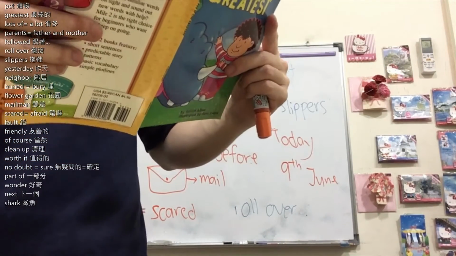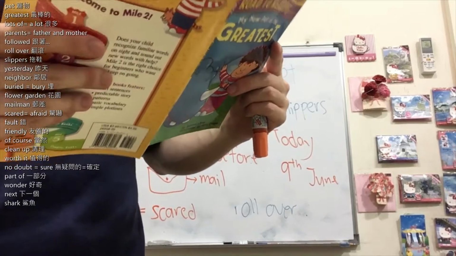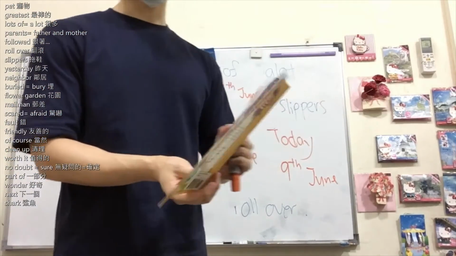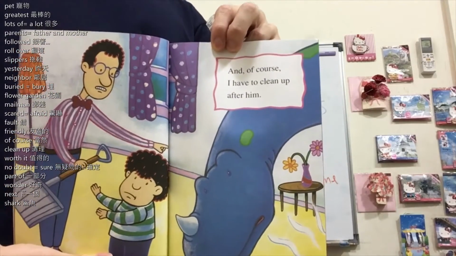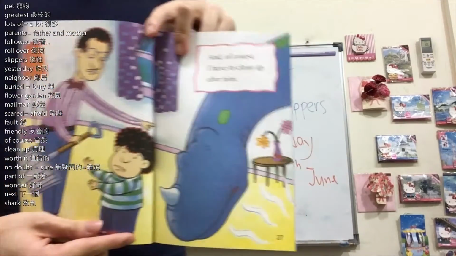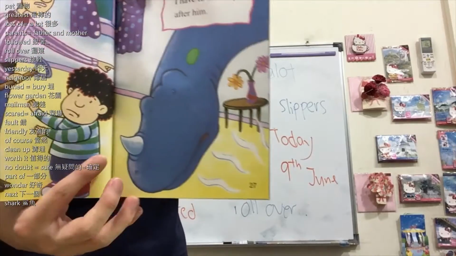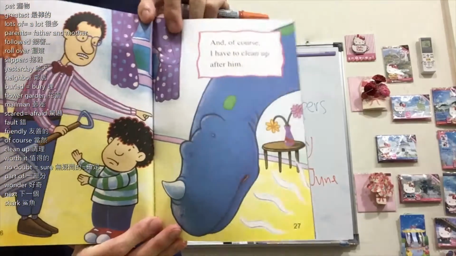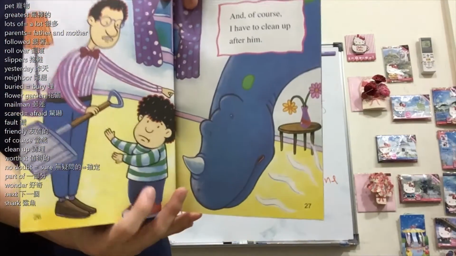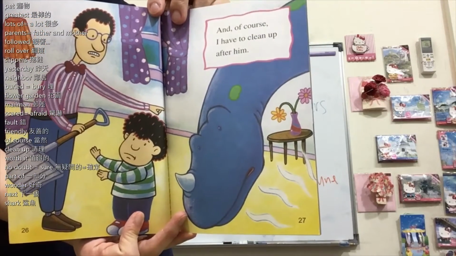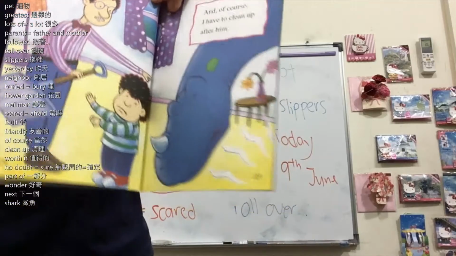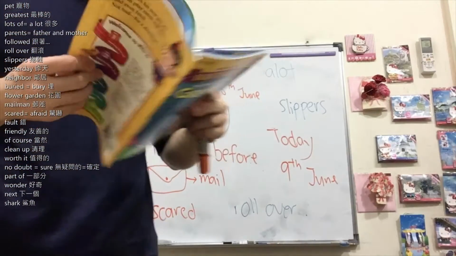And of course, I have to clean up after him. Okay, so the next page, I have to clean up after him. So you see, the dinosaur will make a mess, right? Will leave a mess behind. And Sam will have to clean the mess up after him.